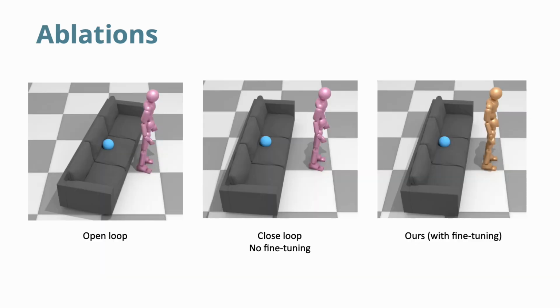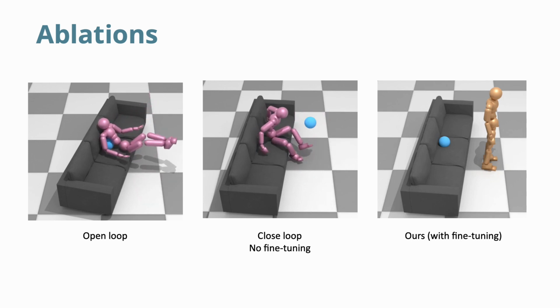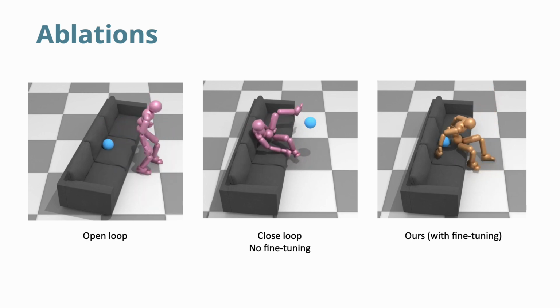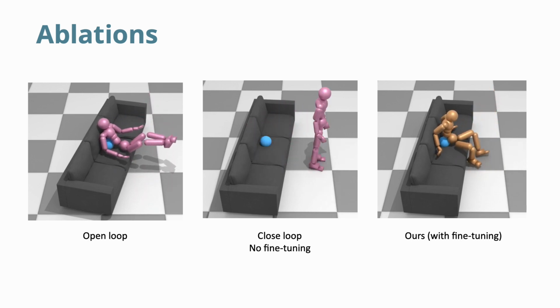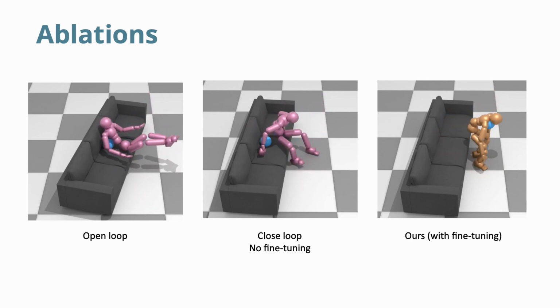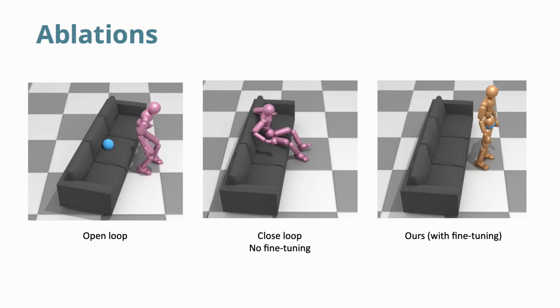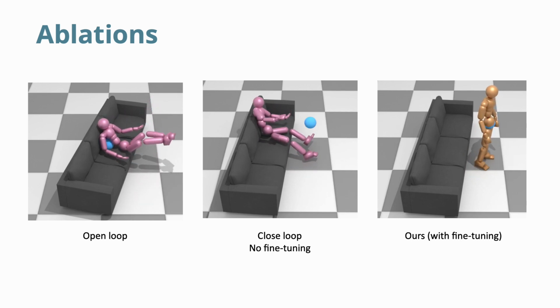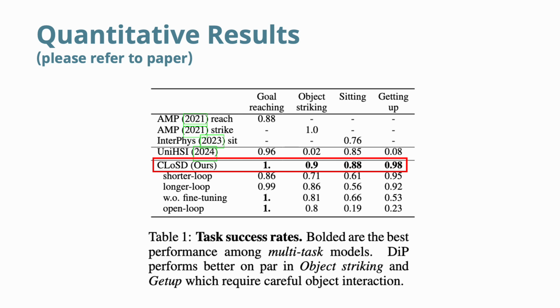We compare CLoSD to two baselines, an open loop without replanning or feedback, and a closed loop without fine-tuning the components to communicate with each other. As can be seen, only the full closed system with semantic guidance and object interaction reasoning produces natural human motion for sitting down and getting up. Our statistical success rate evaluation over 1,000 episodes further exposes the merits of CLoSD.